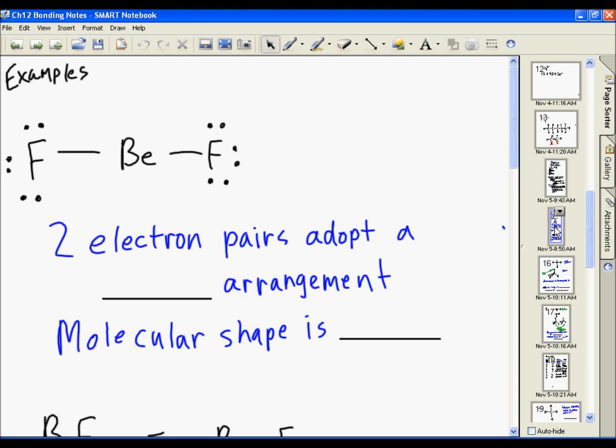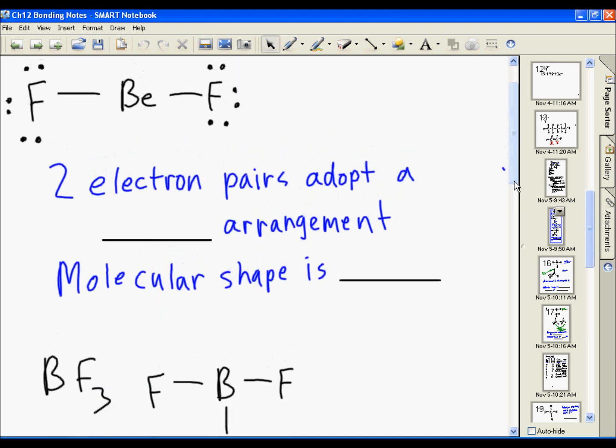So if you have two electron pairs, they will adopt a linear arrangement. So they're in a straight line. And it turns out that if you don't have lone pairs, then the electron arrangement will be the same as the shape. So the molecular shape is also linear. And that's because all the atoms are in a straight line. So we can draw a straight line through all the atoms showing that they're linear. And remember, molecular shape says where the atoms are, not necessarily where the electrons are.